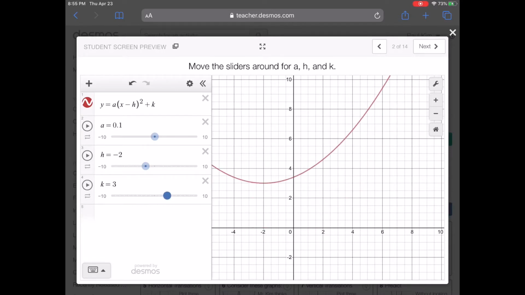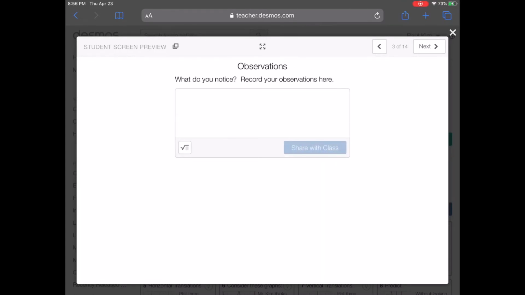If you look at the k value, when k is 4, you notice how my graph, or when k is 5, excuse me, the graph got shifted up 5 units, right? Do you notice that the y-coordinate of the vertex is 5? When k is -2, what do you notice about the y-coordinate of the vertex there? Right, and hopefully you notice that was just the k value. And so hopefully you're able to make some observations here.